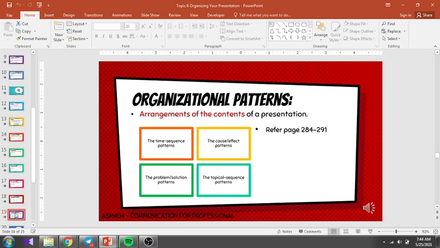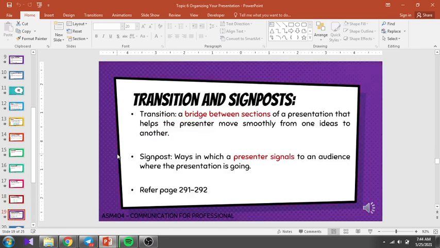The next one, transition and the signpost. You've got everything in the points over there already. Earlier we had the introduction, then the points, the outline, and then this transition and signpost. Transition is a bridge between the sections of a presentation that helps the presenter move smoothly from one idea to another. And the signpost is a way in which a presenter signals to an audience where the presentation is going.